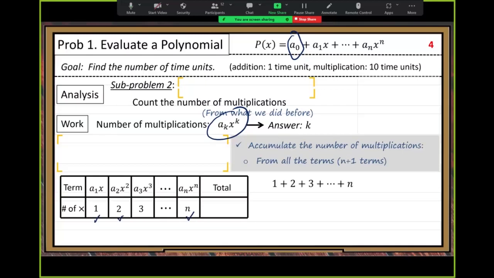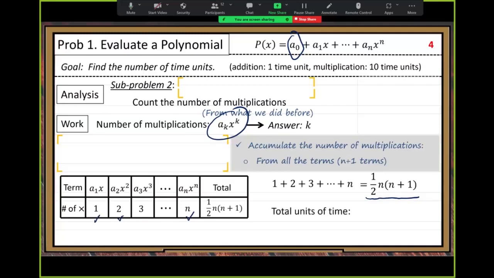Here, we know this formula: the summation of the first n consecutive positive integers. So this is the formula, we'll just use it directly. So the total number of multiplications is 1/2 times n times n plus 1.